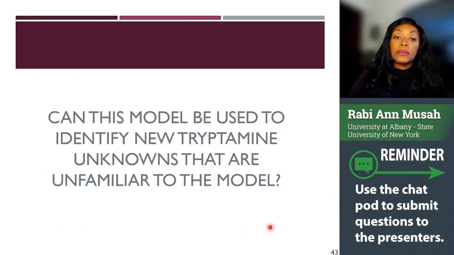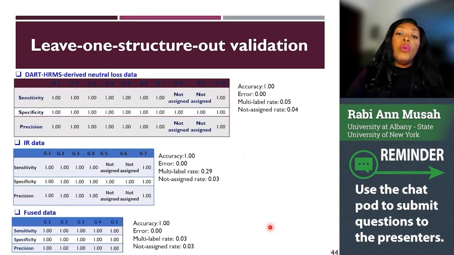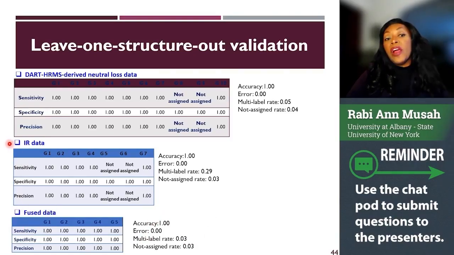So now the final question is whether this model can be used to identify new tryptamine unknowns that are unfamiliar to the model. And so what we did was we analyzed several samples comparing just using DART versus IR versus a fusion of the 2 methods. Just to give you an example, if you just use IR, the accuracy is 100%, but the multi-label assignment is 30%. Whereas for the fused data, the accuracy is 100%, but the multi-label assignment drops to 3%. And so you can see that the fused model is far more robust and accurate than using DART and IR alone.